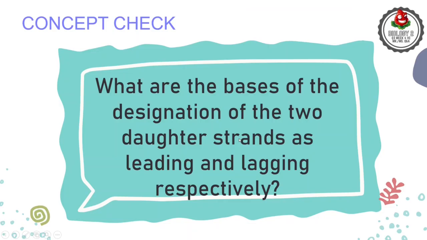Okay, here's a question. What is the basis of the designation of the daughter strands as leading and lagging strand? The answer to that is because the leading strand is faster, because the elongation is in the same direction as the helicase opens up the DNA, while the lagging strand is a much slower process because the elongation is in the opposite direction, which means it has to wait for the helicase to open up the DNA first before the DNA polymerase can elongate the DNA.